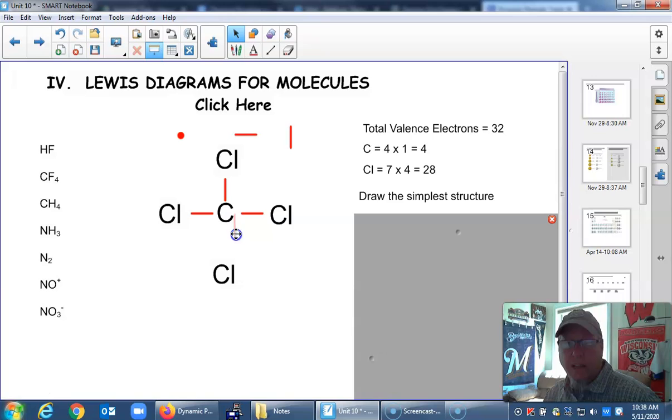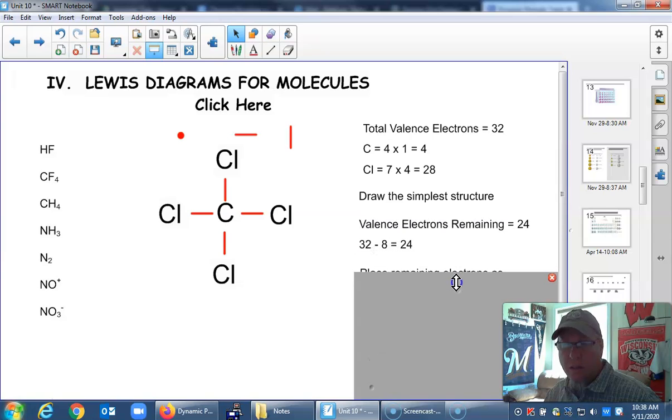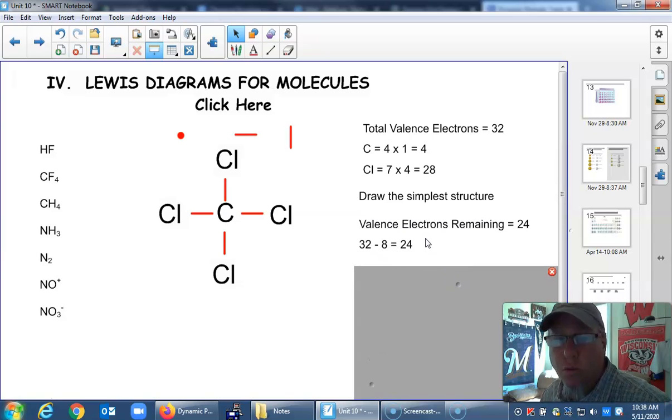Remember, every one of these lines is worth 2 electrons. So what I have done is I've used 2, 4, 6, 8 electrons. And if I have used 8 electrons, I have 24 remaining. So I need to put my 24 in. I'm always going to put them in as pairs, and I put them in symmetrically, which means if I put 2 on the top, I'm going to put 2 on the bottom. And if I put 2 over here on the left, I'm going to put 2 over on the right.